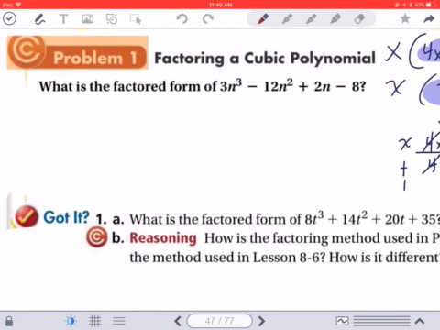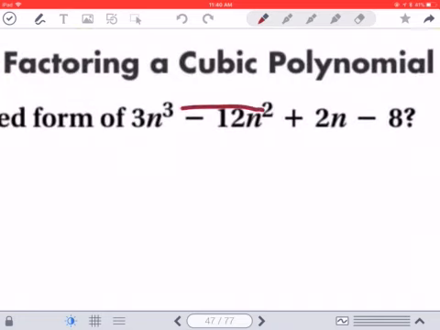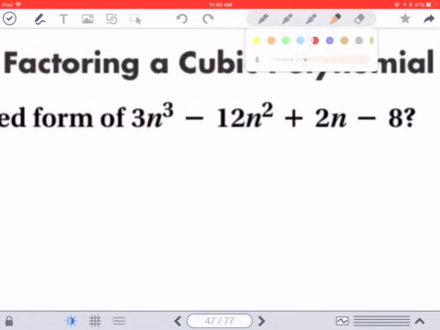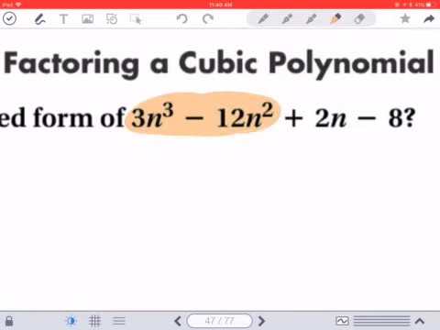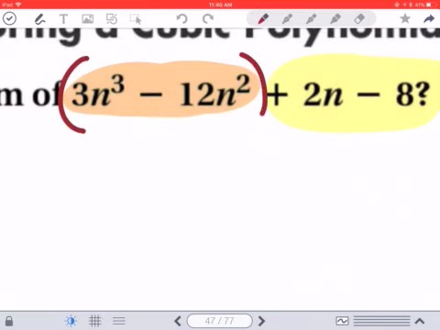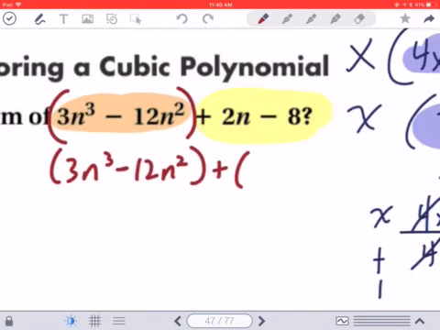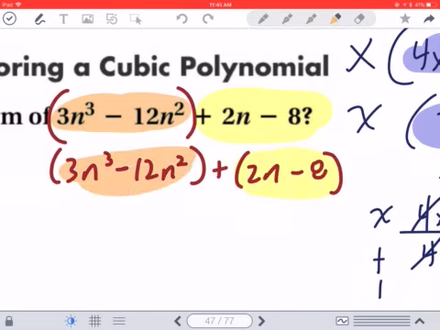So what are we going to do here? Well, we're going to group these together. So it's called grouping because we're going to group them together. So I have this group right here in orange, and this group right here in yellow, and I'm going to group them together with parentheses. And I'm going to group this together over here with parentheses. And then after I group them together, then I'm going to factor.